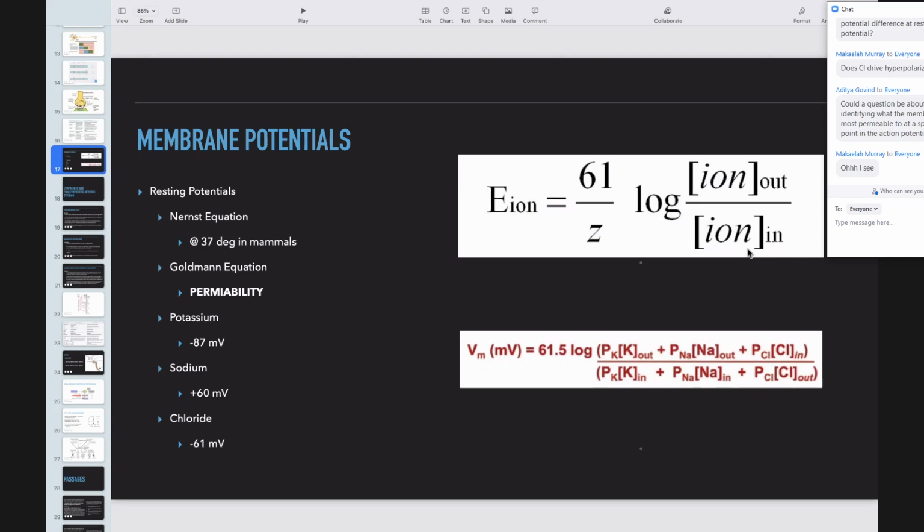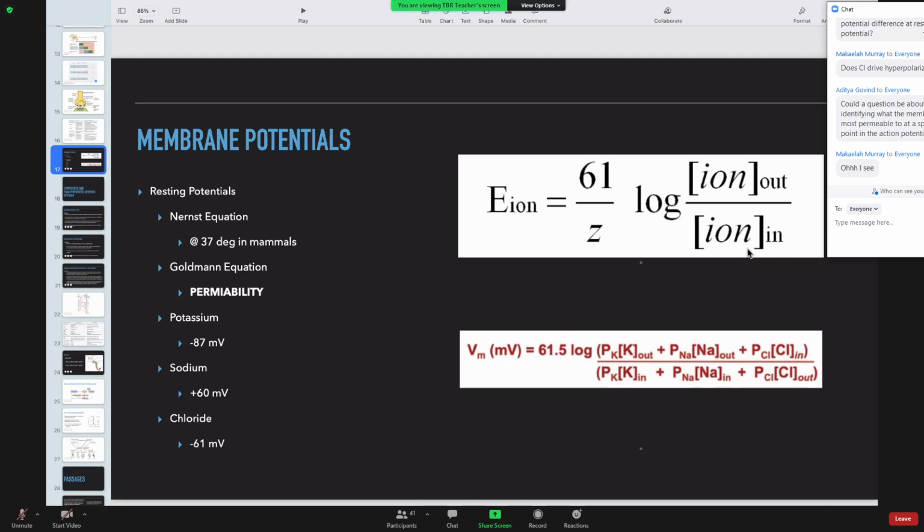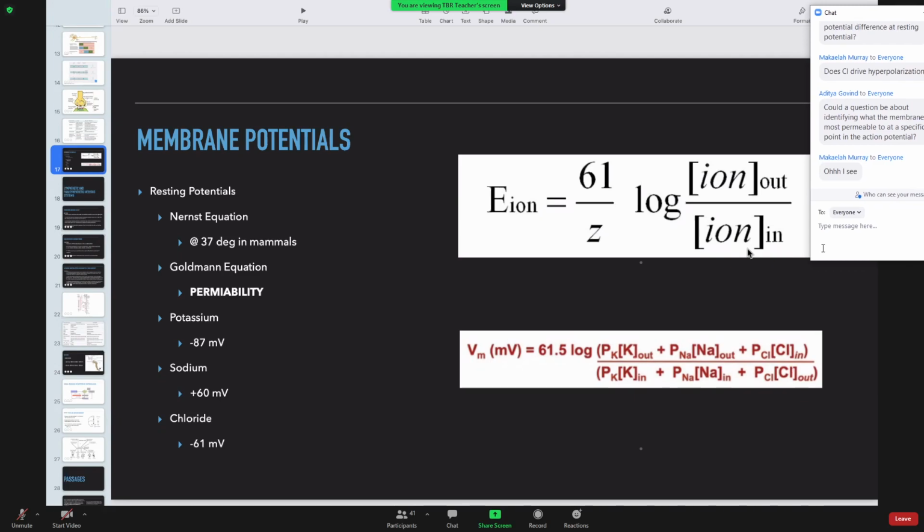So we have a giant P for potassium and a small p for sodium at rest. So you have a very large permeability for potassium, about 30 to 40 times bigger. And so potassium plays the larger role at rest.